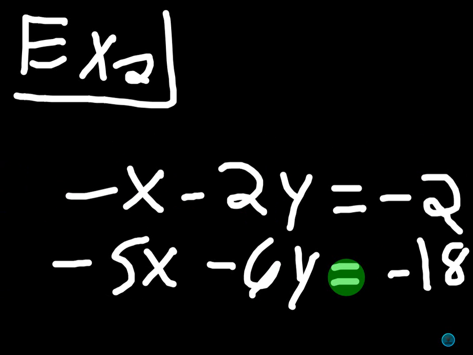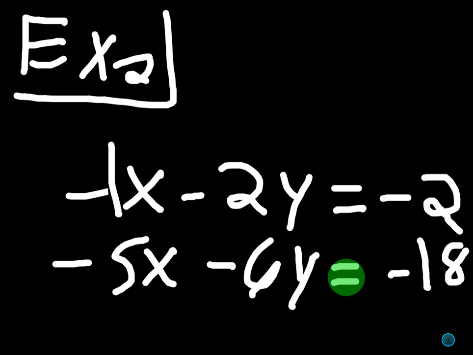All right, next step. You need to fill in the missing coefficients, right? So what's negative x become? Negative 1x. Okay, negative 1x. Everything else is numbers, right? We got negative 1, negative 2, negative 5, negative 6. Okay, what's the next step?